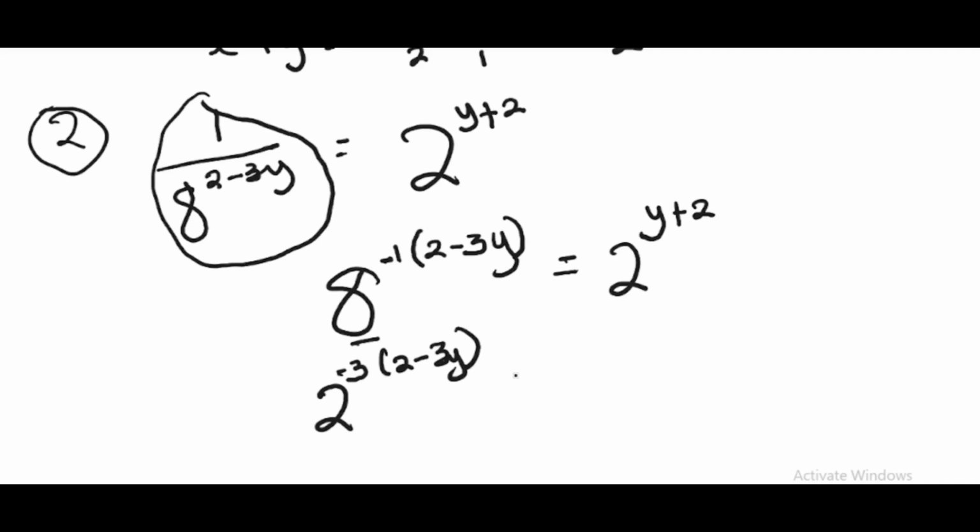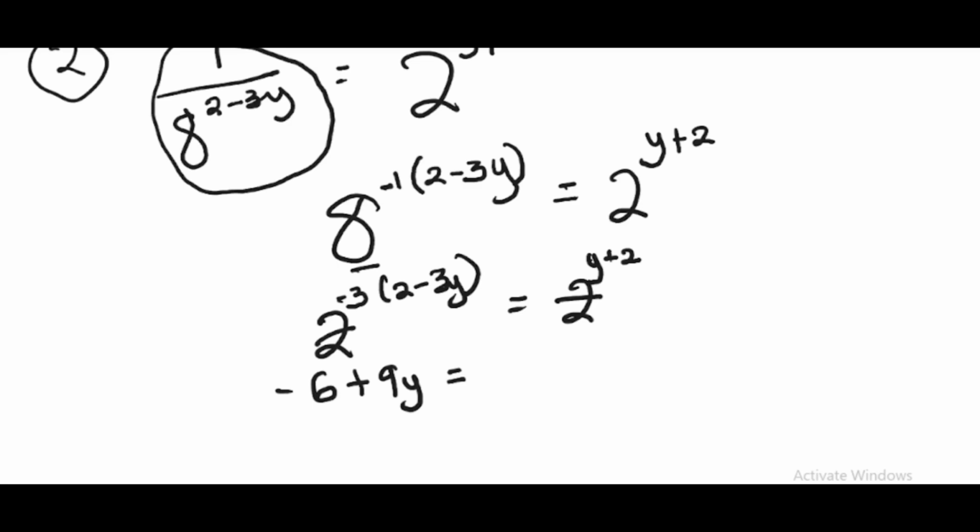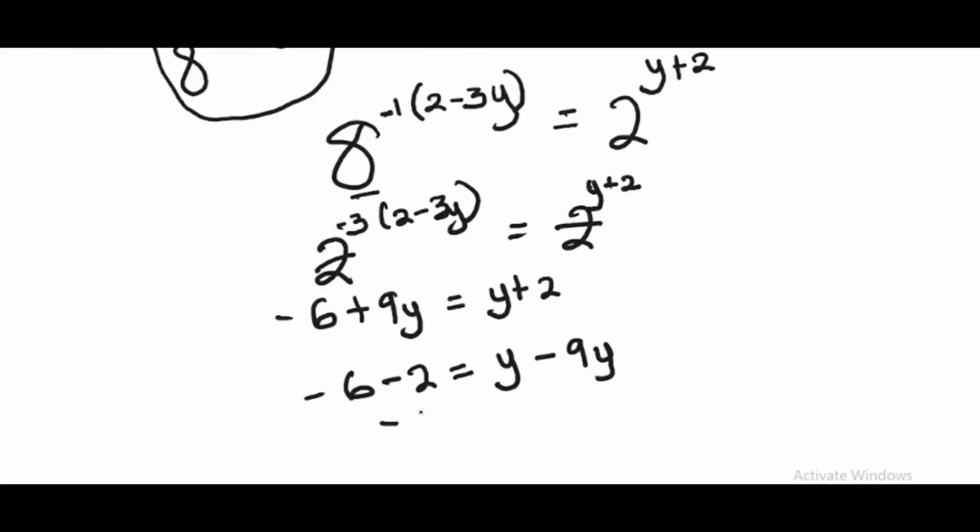Now that we have them to be in the same base, the bases can cancel out. So we pick the powers and we work with them. So we have minus 6 plus 9y is equal to y plus 2. So if we collect like terms here, plus 2 going over to the other side will become minus 2. And plus 9y going over to the other side becomes minus 9y. So we have minus 8 is equal to minus 8y.